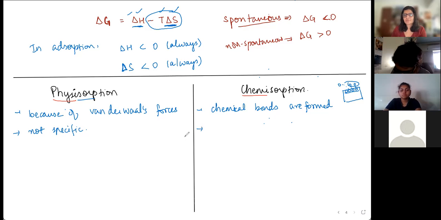But in the case of chemisorption, because we have chemical bonds being formed, random things don't react with other random things. There is some sort of selectivity involved when it comes to reactivity. So chemisorption is characterized by the particles being very specific. I will only adsorb this particular substance because I can form a chemical bond with this, not anything else. So it is highly specific in nature.